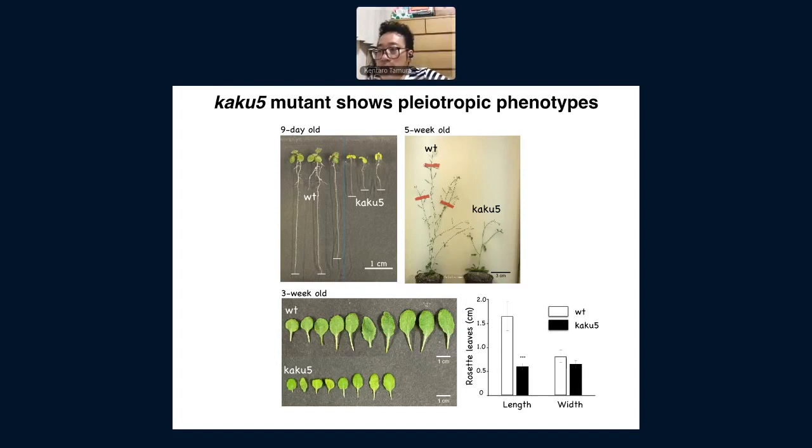KAK5 mutants show very pleiotropic phenotypes of plant growth. The growth rate of seedlings in the KAK5 mutant is very slow compared to wild type. After flower development, KAK5 showed dwarfed phenotypes, and KAK5 has a smaller number of mature leaves. It suggests an early flowering phenotype of this mutant. The length of rosette leaves is much shorter than wild type, but the width is similar to wild type, suggesting that KAK5 is involved in leaf morphology as well.